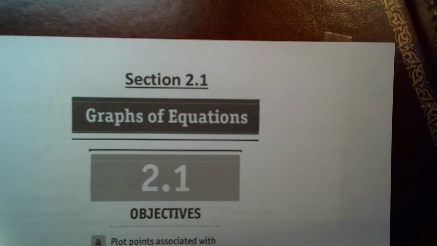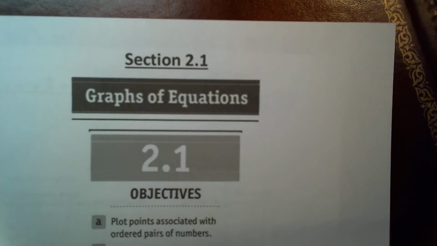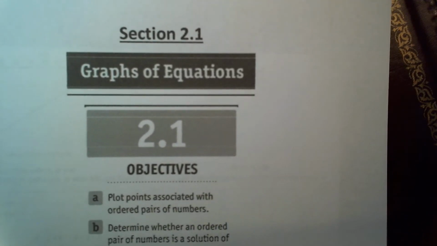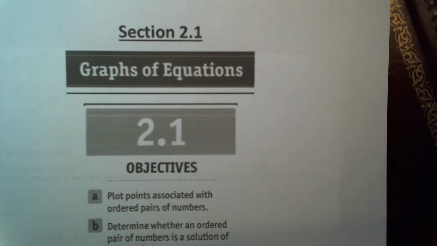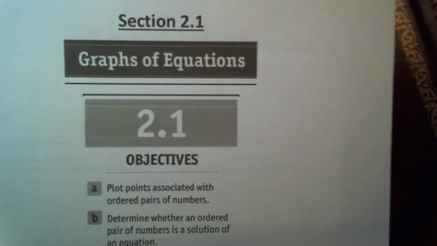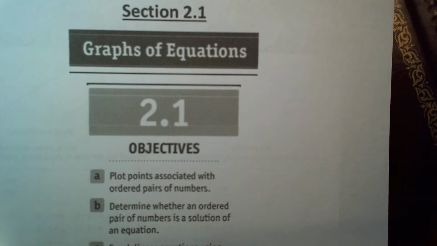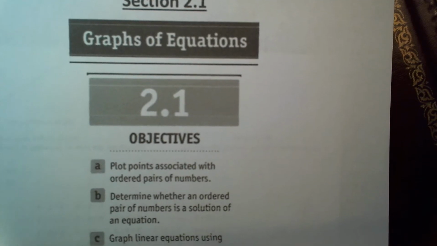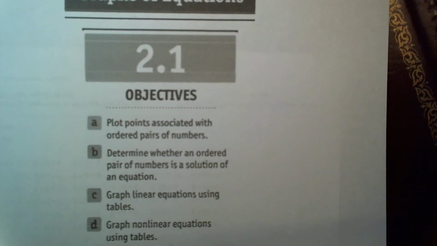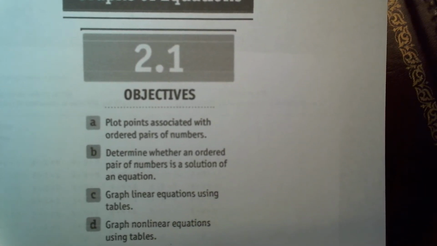Section 2.1 is about graphs of equations and four objectives that we want to meet. One of them is about plotting points associated with ordered pairs of numbers. The second one will be to determine whether an ordered pair of numbers is a solution of an equation in two variables. Then we want to graph linear equations using tables. And the last would be to graph nonlinear equations using tables.